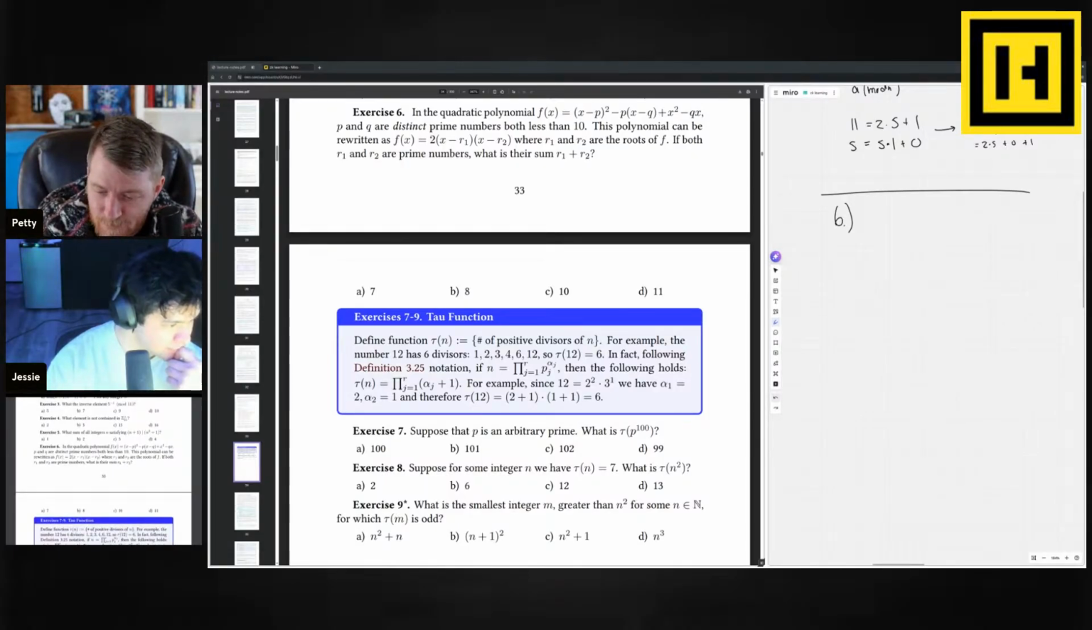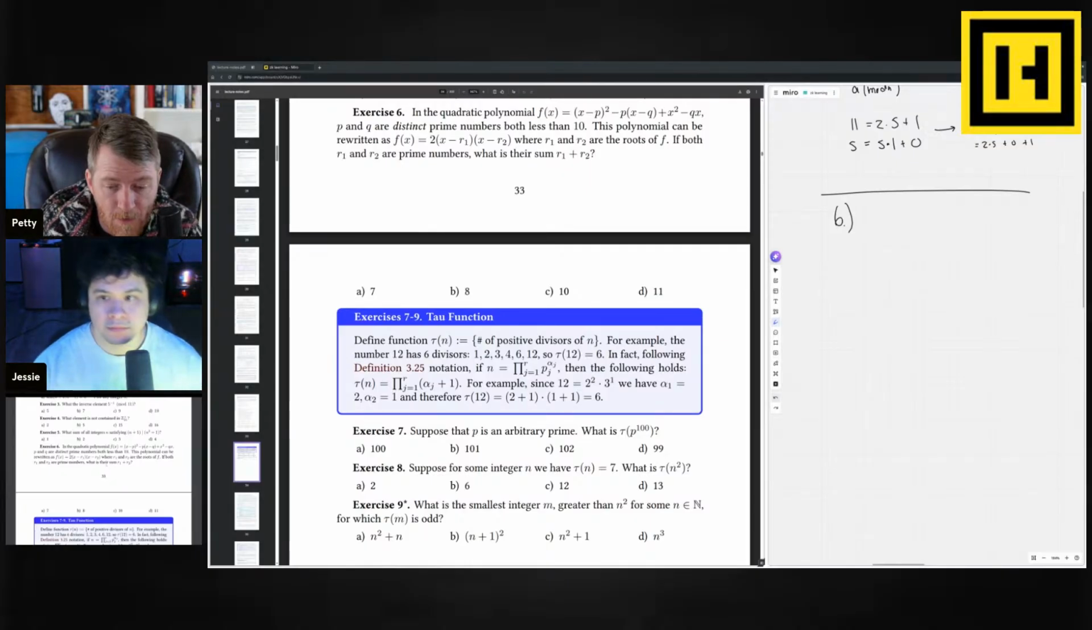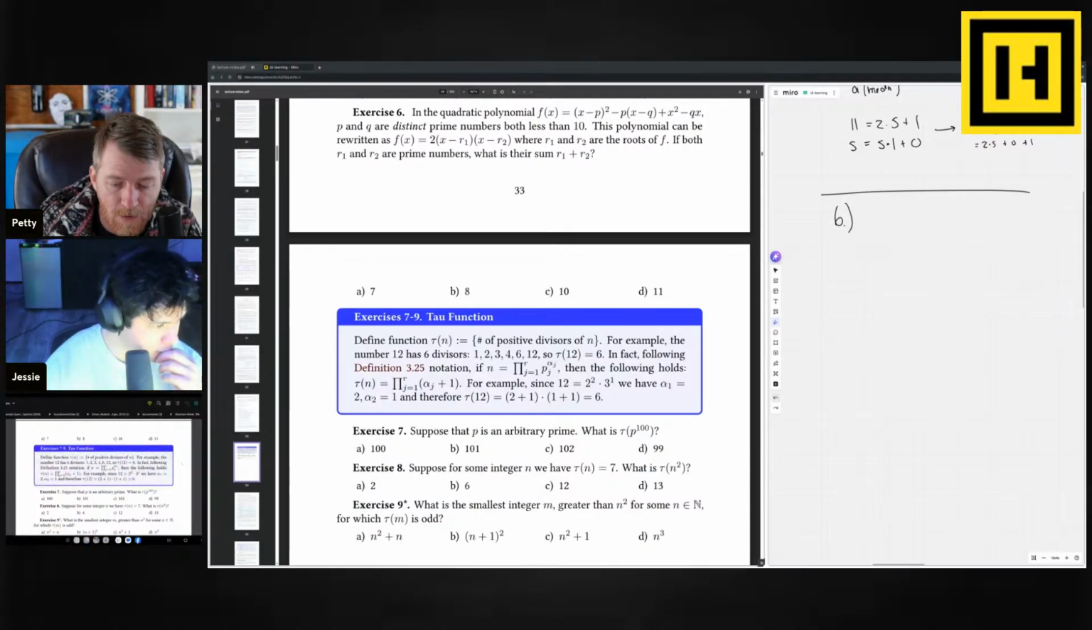I'll read it. In the quadratic polynomial, f of x is equal to (x minus p) squared minus p(x minus q) plus x squared minus qx. P and q are distinct prime numbers, both less than 10. This polynomial can be rewritten as f of x equals 2 times (x minus r1) times (x minus r2), where r1 and r2 are the roots of f. If both r1 and r2 are prime numbers, what is their sum, r1 plus r2?